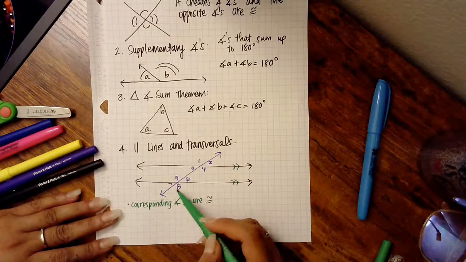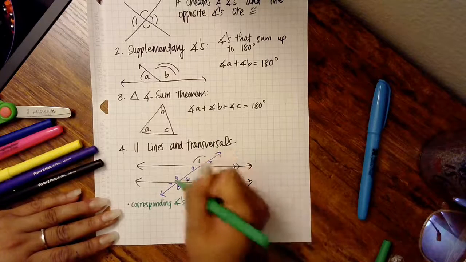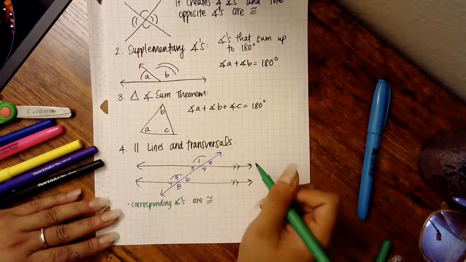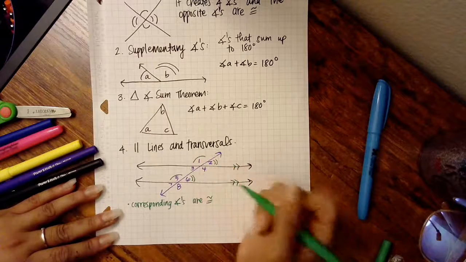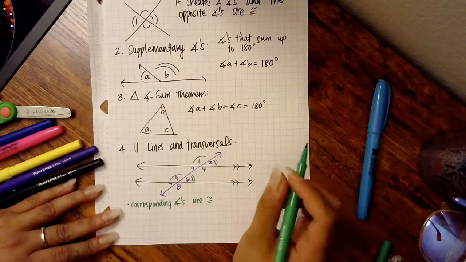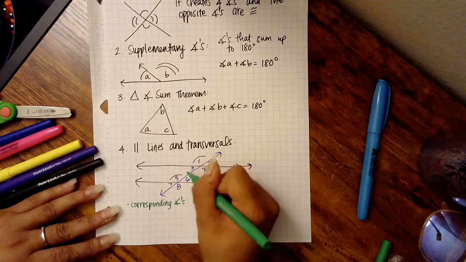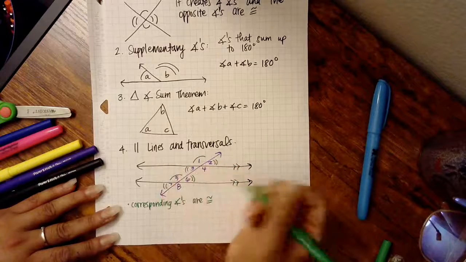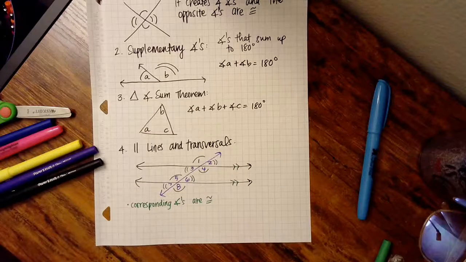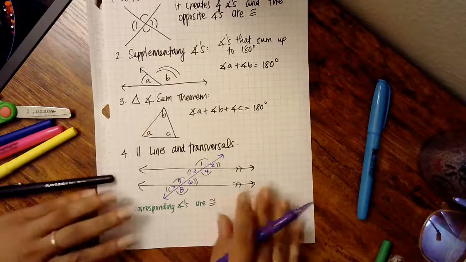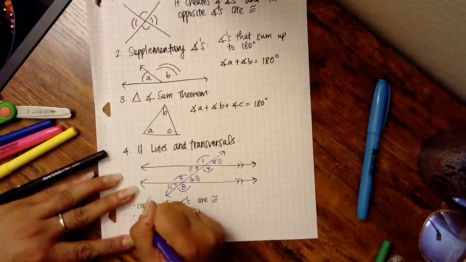If we notice, angle 1 and angle 5 sit in the same position. Angle 2 and angle 6 sit in the same position. Angle 3 and angle 7 sit in the same position. And angle 4 and angle 8 sit in the same position. So corresponding angles are congruent. The next thing we also know is alternate interior angles are congruent.